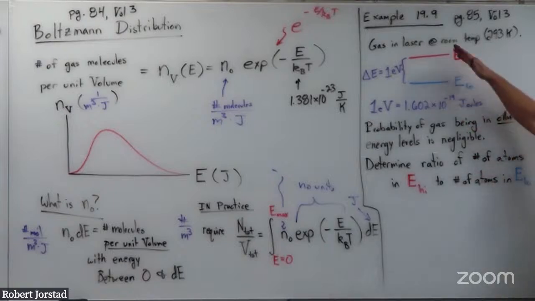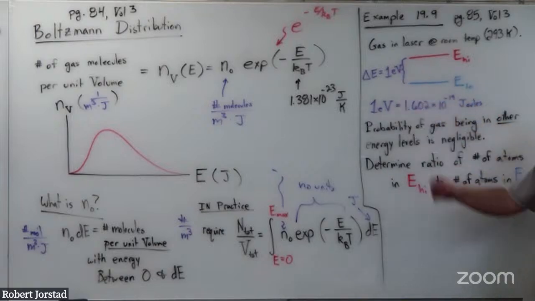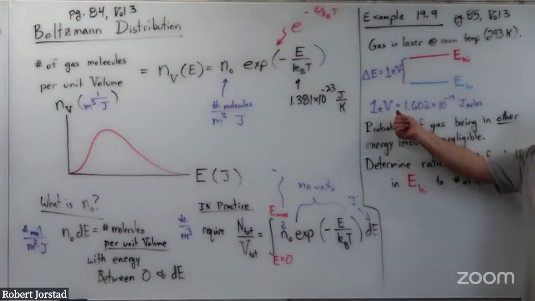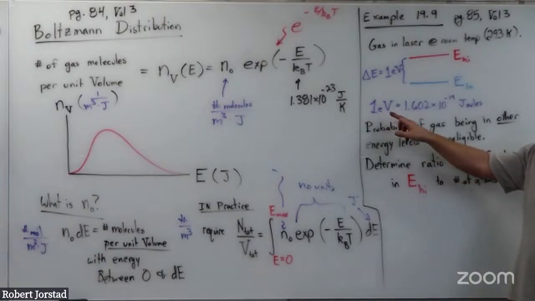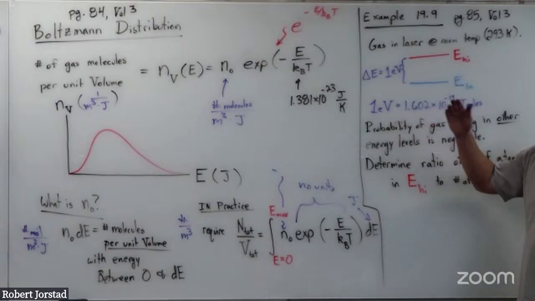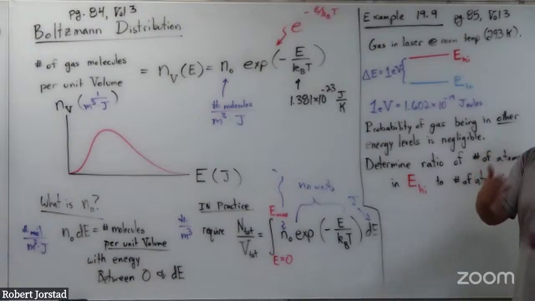So you've got some molecules, they're either going to be in the high energy state or low energy state. Those are separated by 1 electron volt, 1 eV. For reference, an eV is 1.602 times 10 to the minus 19th joules. That's the charge of an electron times a volt. Q times V is an energy in joules, and that's how much it is.